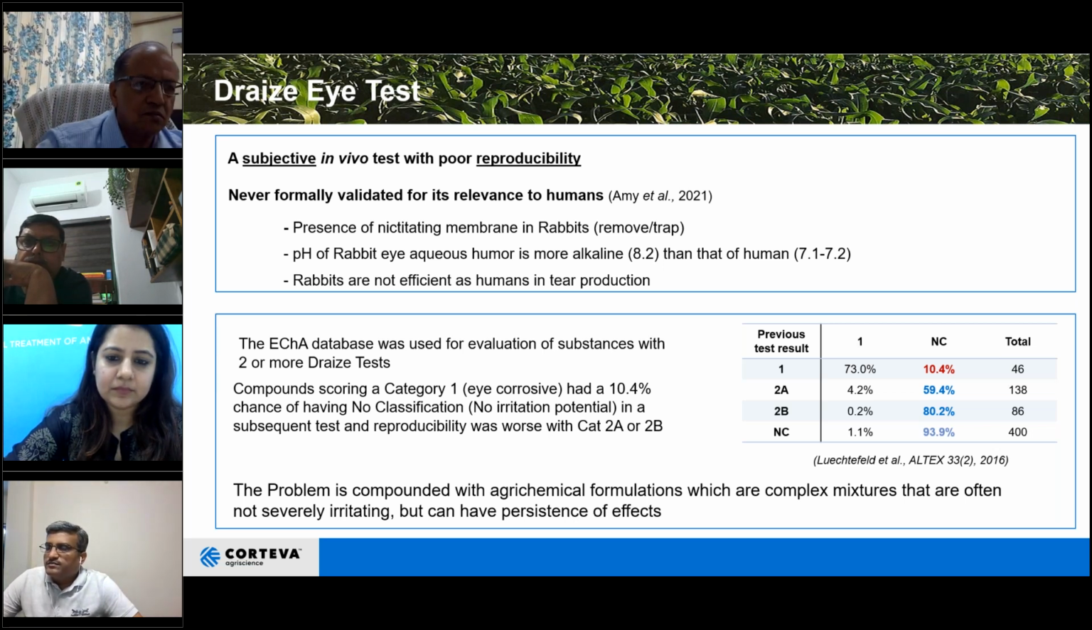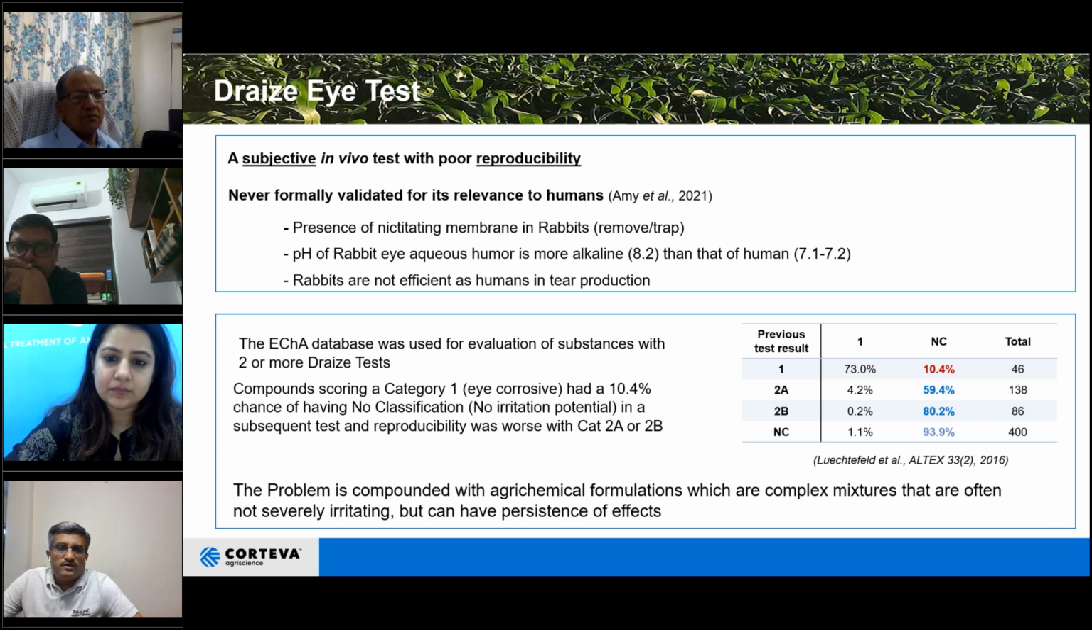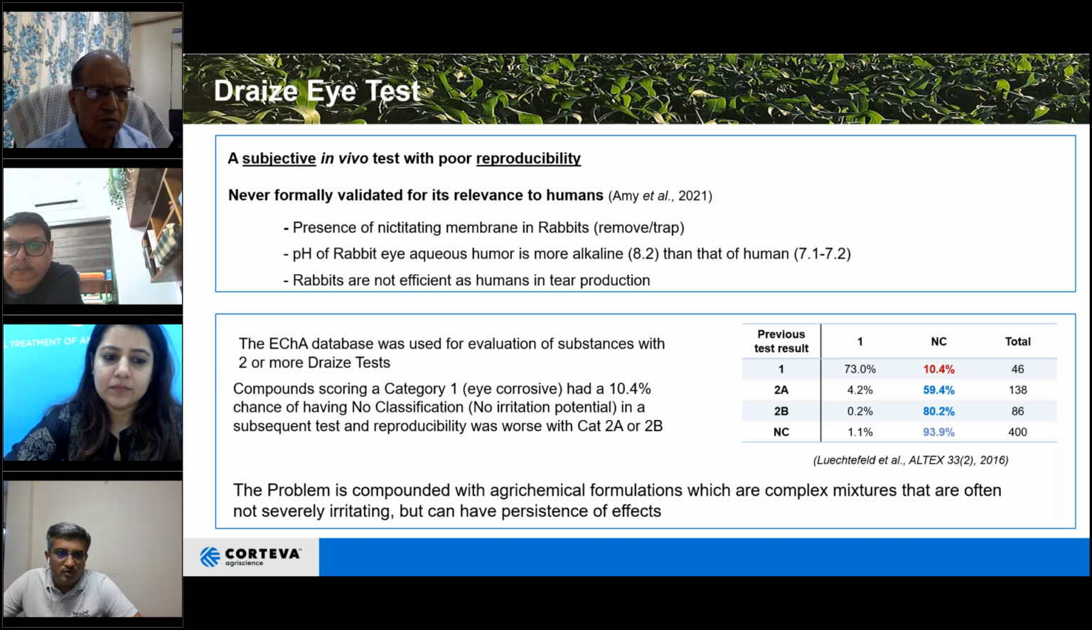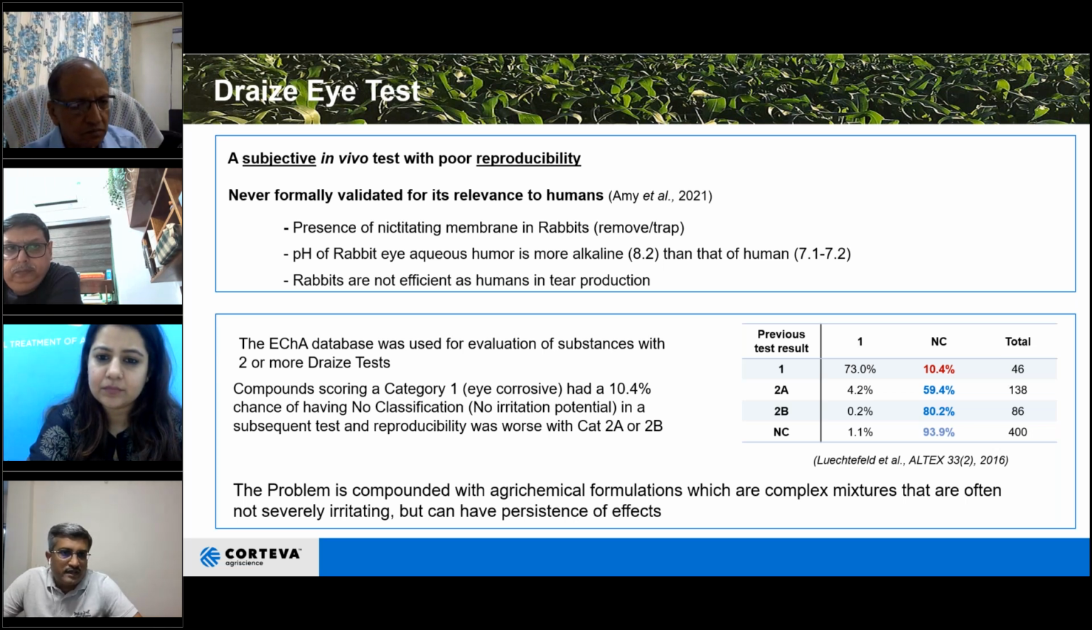There are a number of differences between the rabbit and human eye. For example, the presence of a nictitating membrane in rabbits, which essentially sometimes traps or removes the applied test material. The pH of the rabbit eye aqueous humor is more alkaline than in humans. Rabbits are not as efficient as humans in tear production. So overall, the Draize method is often criticized for overestimation of the effects, for some aspects of testing from animal welfare reasons, and also for reproducibility of the test results.